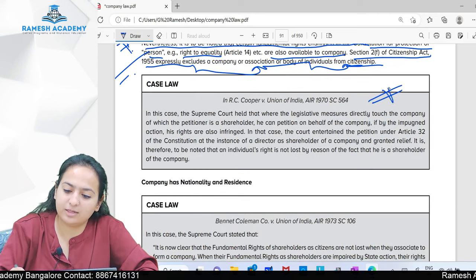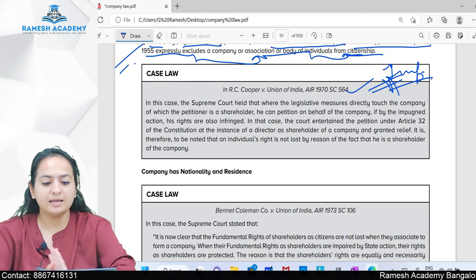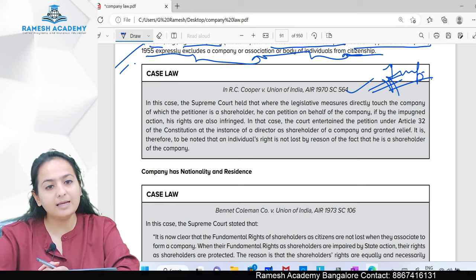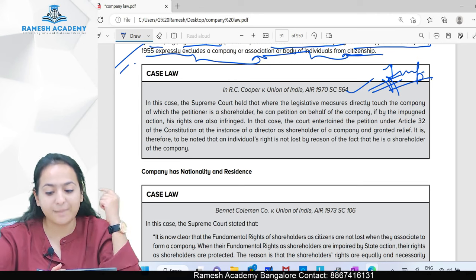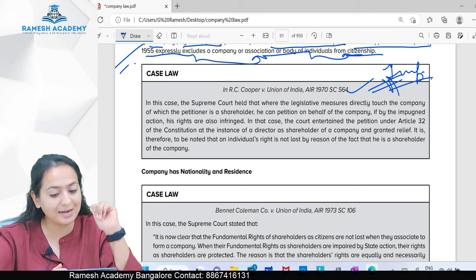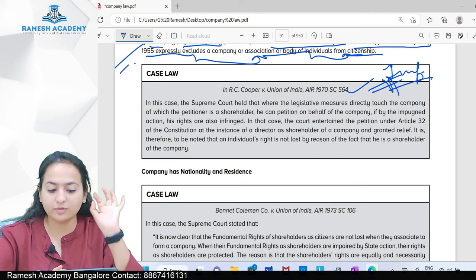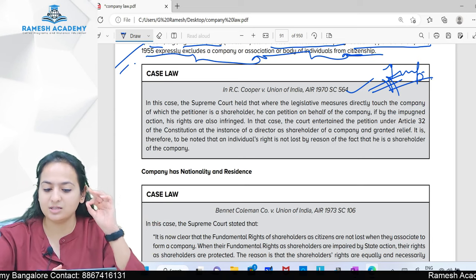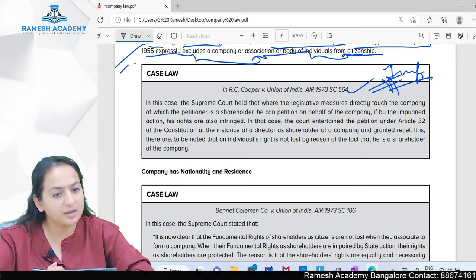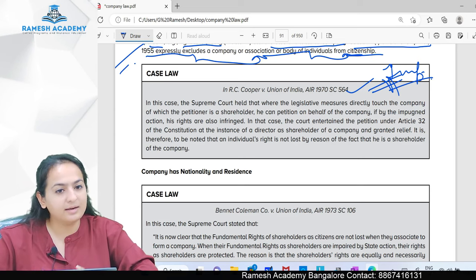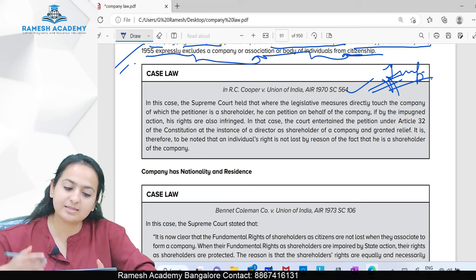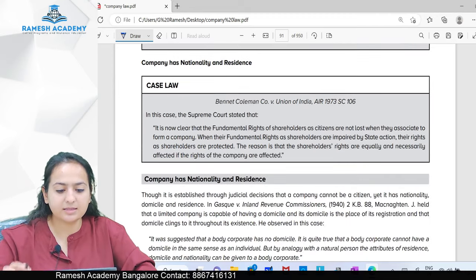RC Copper versus Union of India, important case law, please mark down. We read what has happened in this case. In this case, Supreme Court held that where the legislative measures directly touch the company of which the petitioner is a shareholder, he can petition on behalf of the company if by the impugned action, his rights are also infringed. Suppose his rights are also infringed, then the shareholder can sue. In that case, the court entertained the petition under Article 32 of the Constitution. It is therefore an individual right, not lost by reason of the fact that he is a shareholder of the company. So the right of an individual to get protection under Article 32, though a company is a shareholder, this case law defines. Yeah.